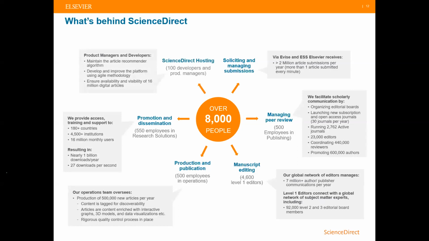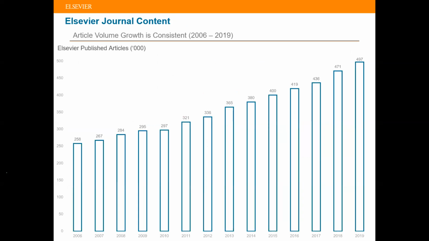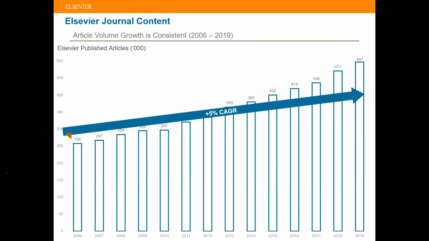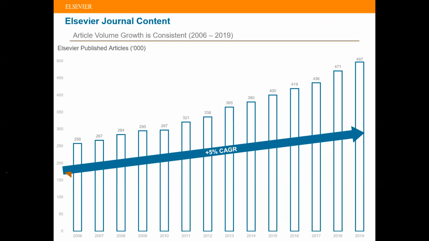And this is how we are able to manage content of up to 16 million digital articles. Something I wanted to share with you is the total number of articles published on Elsevier from 2006 to 2019. We can see that, thanks to everyone's contributions, we have approximately 258,000 articles in 2006. In 2019, we have about 497,000.